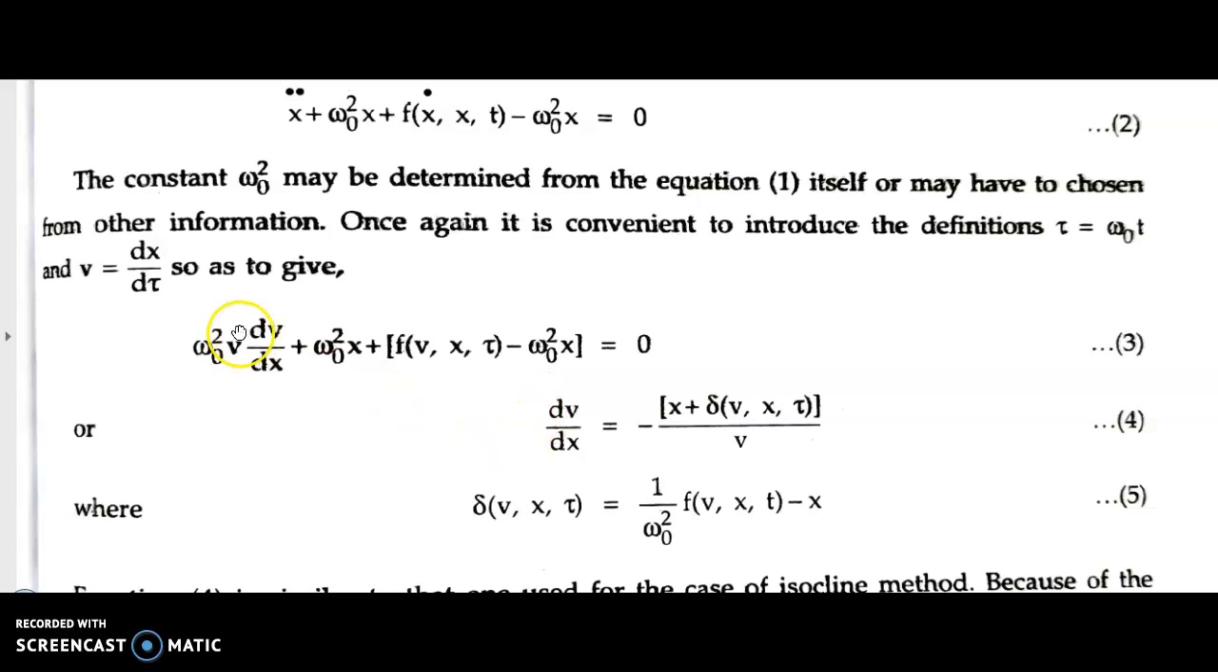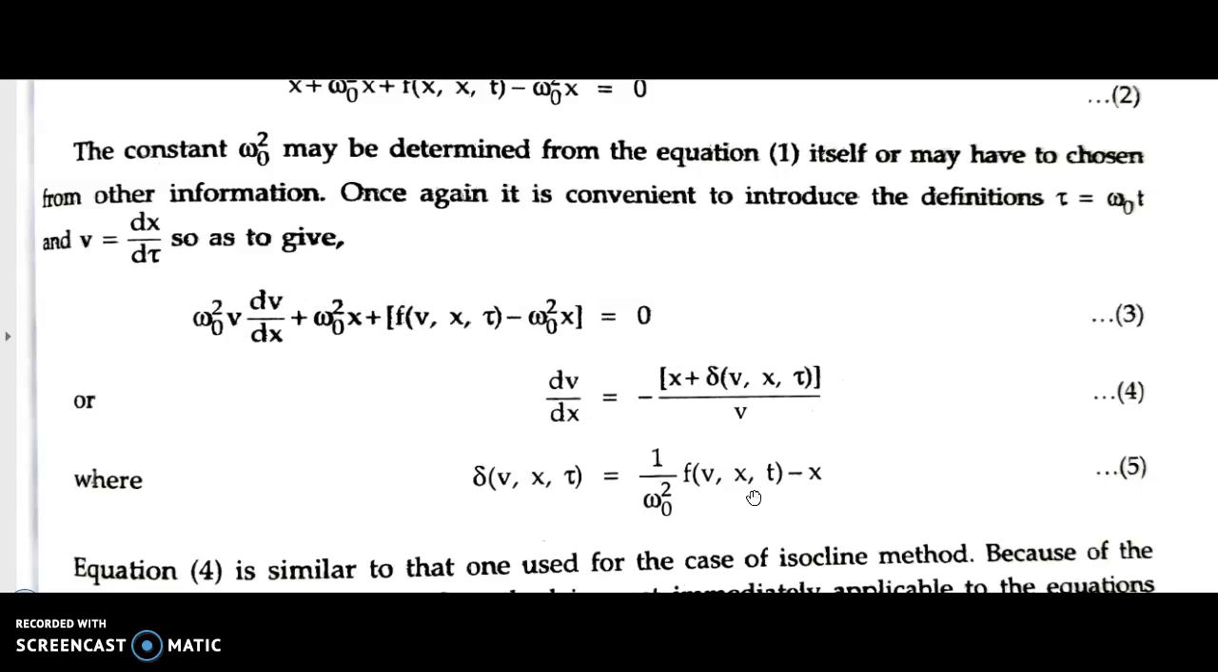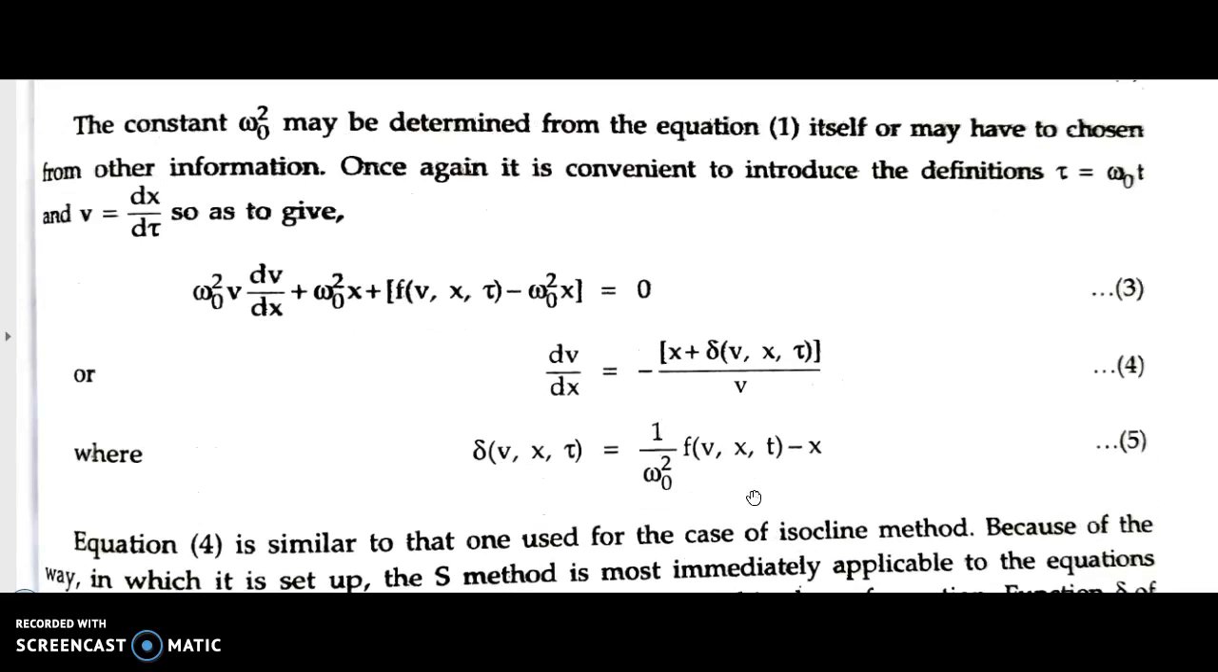Write the equation in the form dv by dx equals delta of v, x, tau, substituting whatever expression we get here in terms of delta. This equation number 4 is similar to the one used in the isoclinal method.